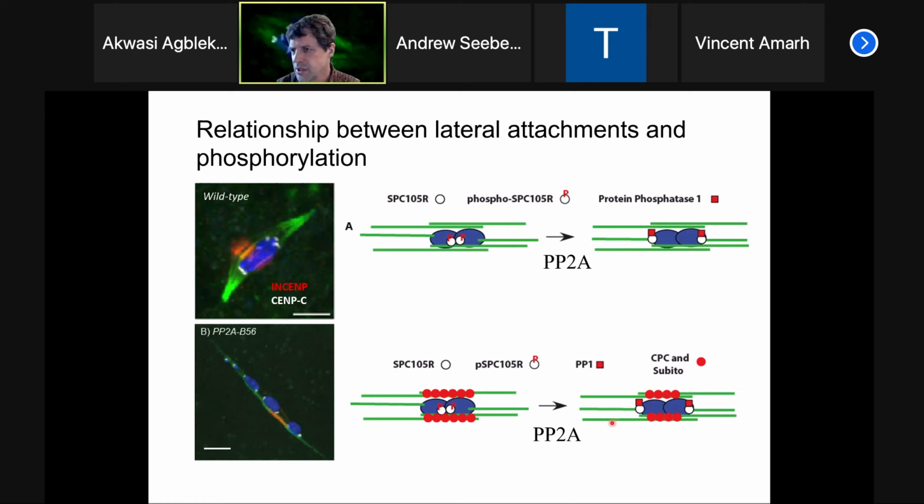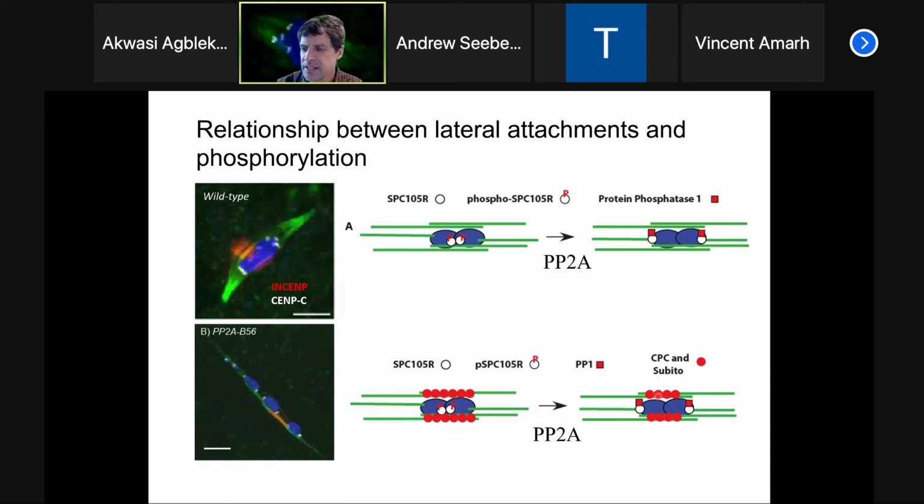So our model is that the way bioorientation works is that initially the kinetochores are making lateral attachments, and they are phosphorylated. They begin to slide away from each other and towards the poles, and when they do that correctly, they separate far enough that they leave the area of the CPC, the kinase becomes diluted, and the phosphatase removes the phosphate, and they make the end-on attachments.